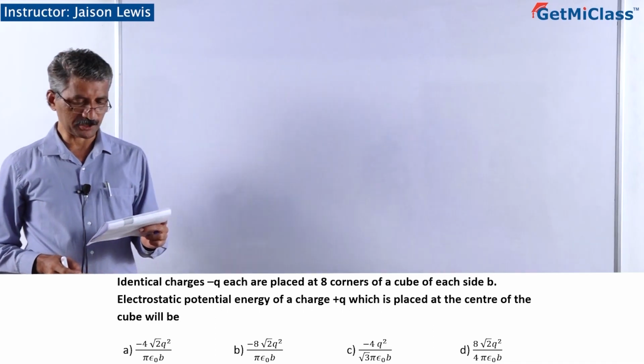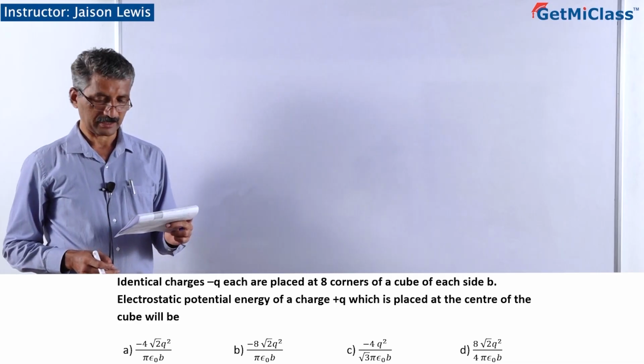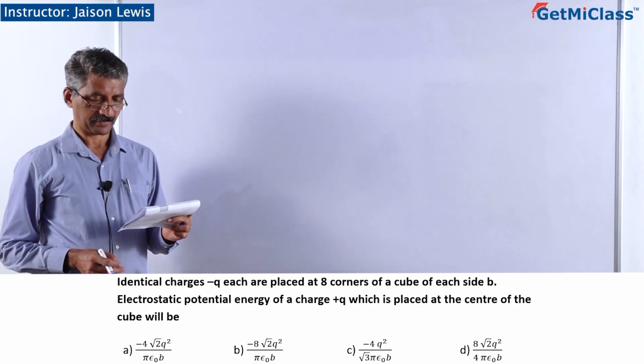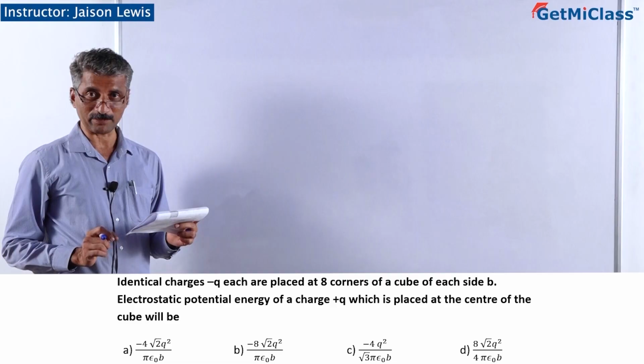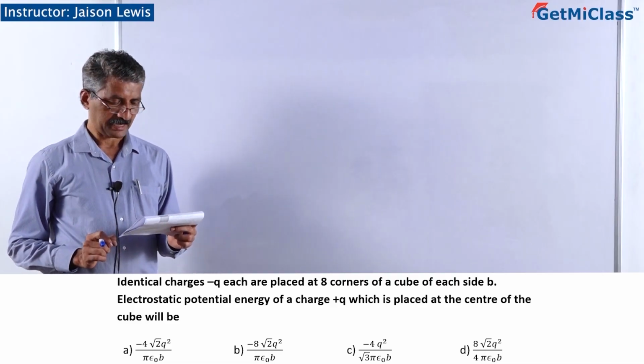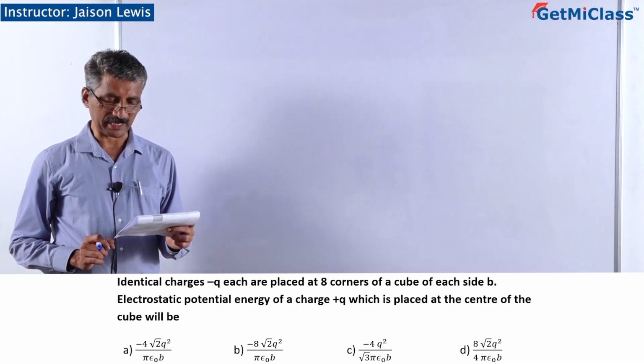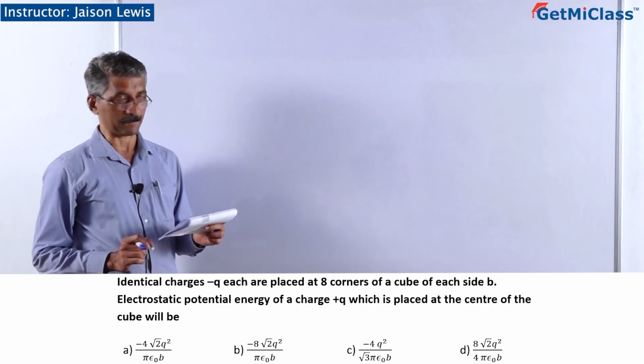Identical charges minus q each are placed at 8 corners of a cube of each side B. That means a cube of side B with a minus q charge at each of the 8 corners. The electrostatic potential energy of a charge plus q placed at the center of the cube will be?